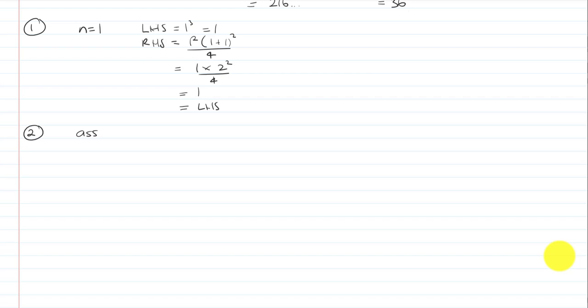Now we're going to step 2, which is my simple assumption step. So I'm going to assume that it's true for n equals k. And that gives me 1 cubed plus 2 cubed plus 3 cubed plus ... plus k cubed is equal to k squared (k plus 1) squared over 4.